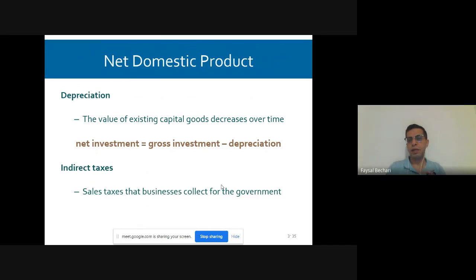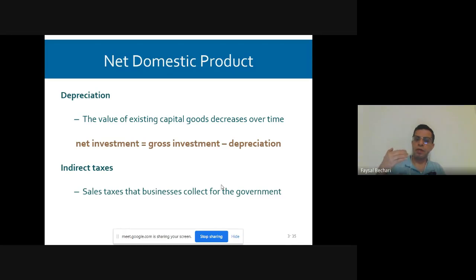And the net domestic product is basically when we have depreciation. Depreciation is when the value of existing capital goods decreases over time. So if you're consuming a car or something, the price goes down, it depreciates. So the net investment is the total investment, which is the gross investment that you put in, minus the depreciation of it.